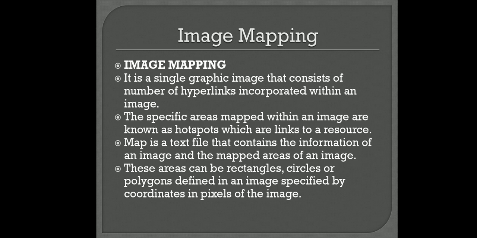Similarly, in image mapping, it is a single graphic image that consists of a number of hyperlinks. In this graphic image, the areas may be taken as rectangle, circle, polygon, and so on. The specific areas mapped within an image are known as hotspots. Map is a text where you want the file to have the information. It is a map, and then we use the image map, and here we use the map tag. Some of the main things we should know: these areas should be in the form of rectangle, circle, or polygon.